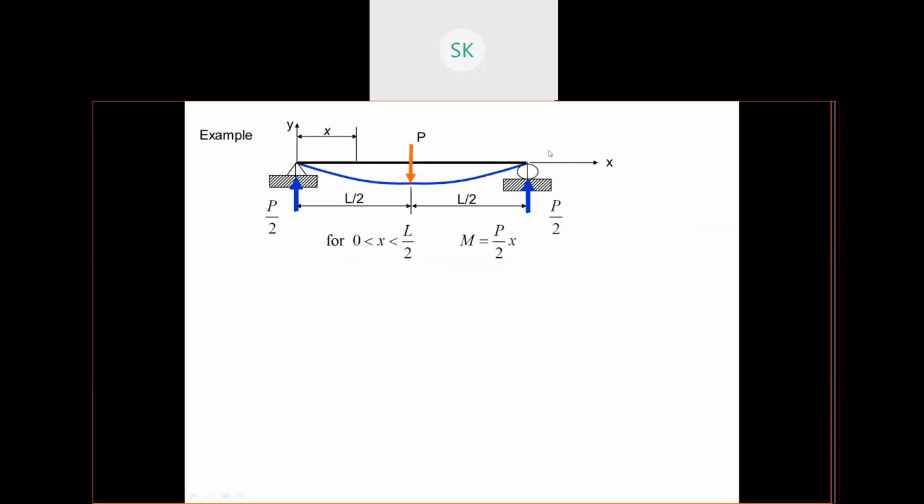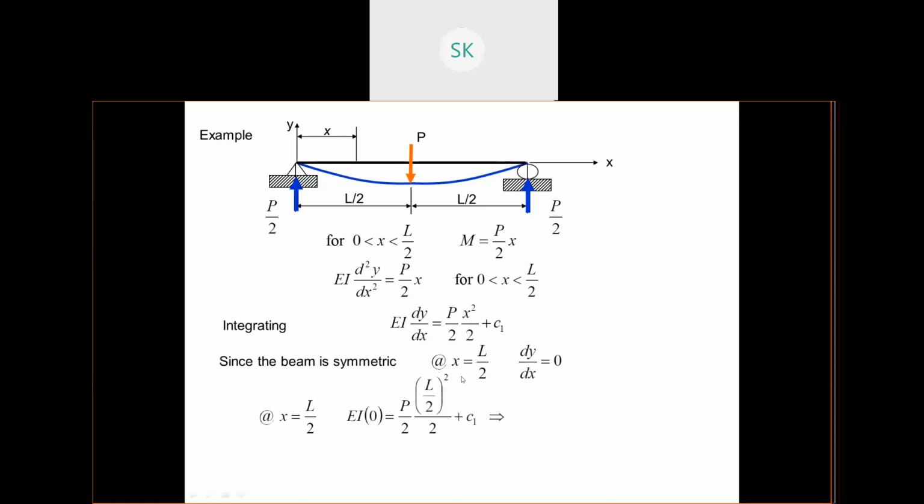Now this is the simply supported beam with a point load at the midspan. The moment equation is M equals P by 2 times x. So replace this with this. This equation is for x more than 0 but less than L by 2. This is the moment equation for this region. Now integrate this part.